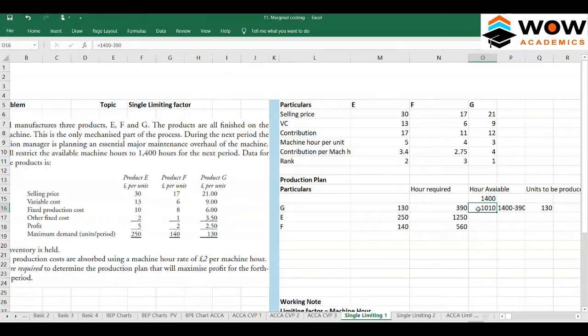See, this 1010 hours has to be allocated next to E. So E has around 1250 hours required. See, so many hours we don't have. So F can never be produced, but E also cannot be produced for 250 units. We can only produce partially. So how many units could we produce?